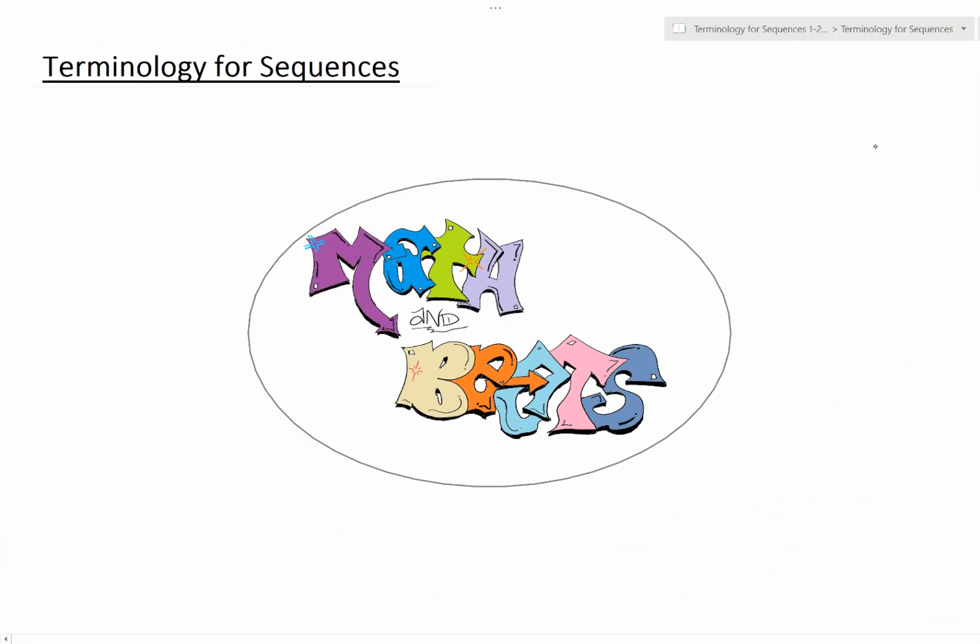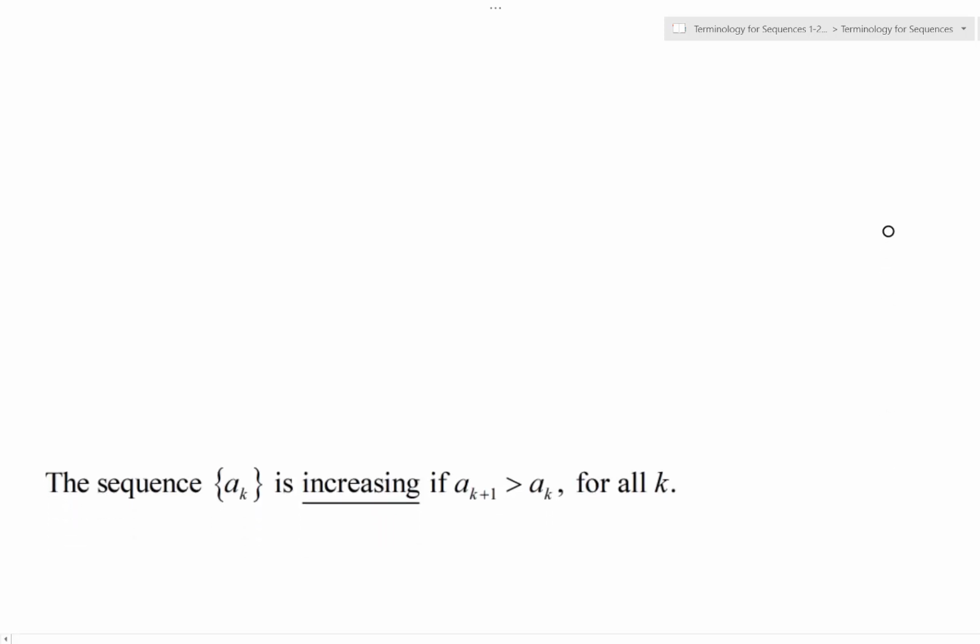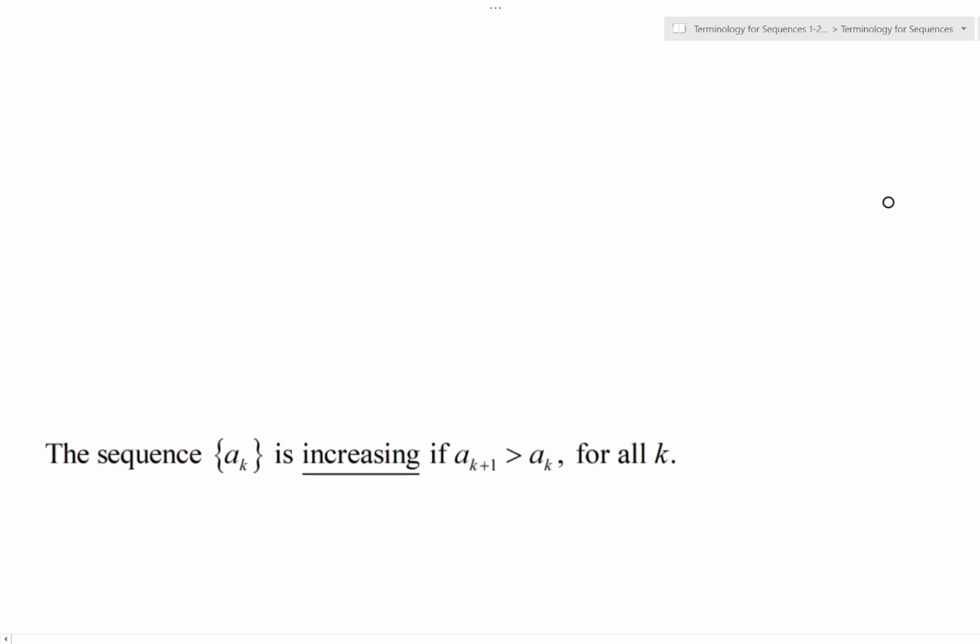This video is going to be on the topic of terminology for sequences. This is going to be some vocabulary that we're going to use to describe the behavior of sequences, and once we can get a decent understanding of what this vocabulary is, then we're going to combine it to form a very nice theorem. So let's first talk about terminology. Okay, we're going to go one by one through these things.